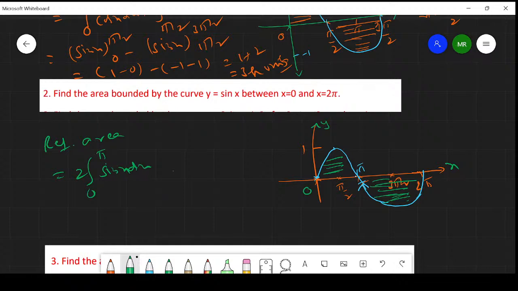Otherwise, you do it 0 to pi, pi to 2 pi, also the same result comes. No doubt in that. You can do it that way also. Both ways I can tell you, because this area is the same. The length will be the same, 0 to pi, pi to 2 pi.